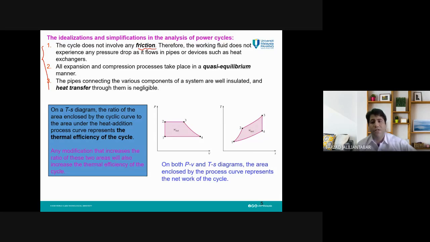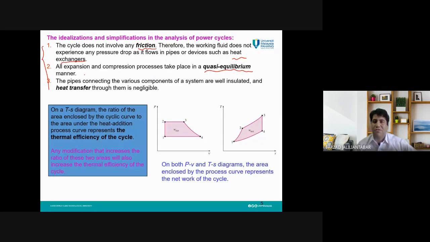Therefore, the working fluid does not experience any pressure drop as it flows in pipes or devices such as heat exchanger. This is an important assumption and it will help us to come out with manageable cycles actually. And assumption number two to study different types of the cycle is all expansions and compression processes take place in quasi-equilibrium manner.